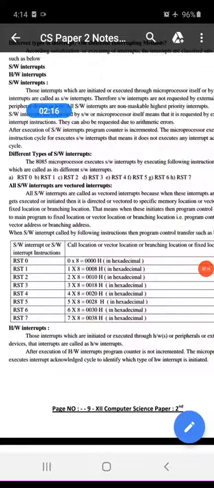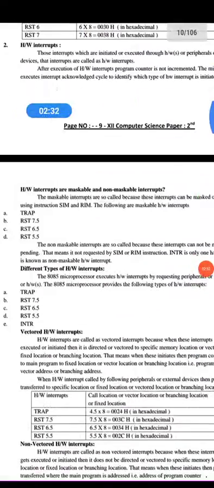These software interrupts, as earlier I told you, are very important. All these are non-maskable. So whenever a software interrupt occurs, the machine has to perform that interrupt only and then come back into the main flow. So next is hardware interrupt.